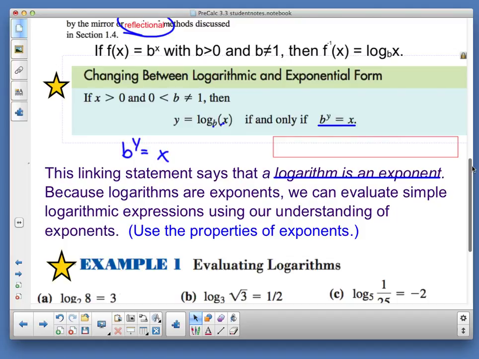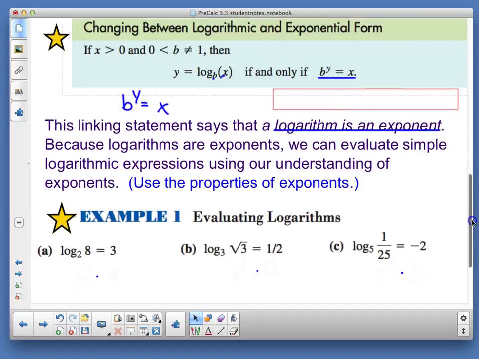Now, this linking statement says that logarithm and exponent are linked. Because logarithms are exponents, we can evaluate simple logarithmic expressions using our understanding of exponents. So we're going to be given a logarithm, but we're going to be able to rewrite it as an exponential relationship in this first set.